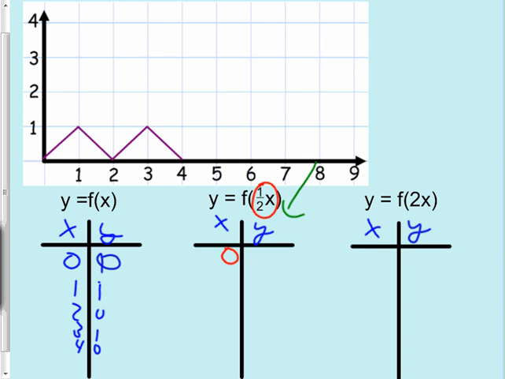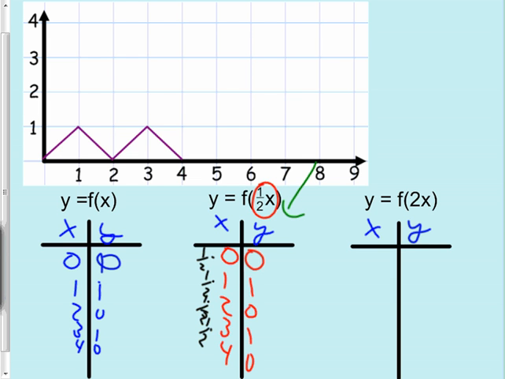So this is 0. I'm just going to rewrite the original for a second. 1, 1, 2, 0, 3, 1, and 4, 0. And I'm going to change my X's this time. So I'm going to take each of my X's and times it by 1/2. Times it by 1/2. Times it by 1/2. Isn't anybody going to stop me? Times it by 1/2.